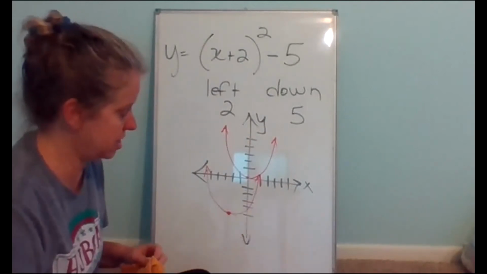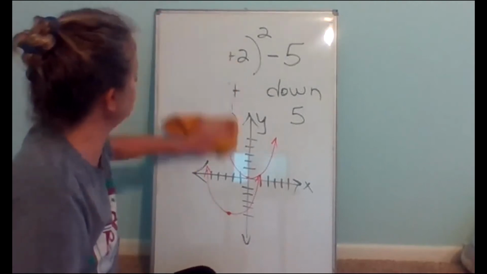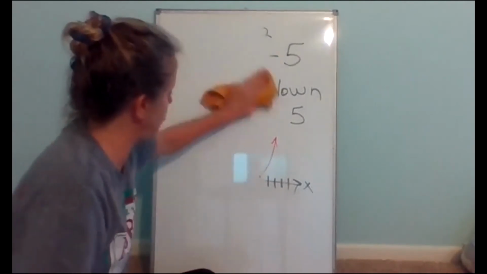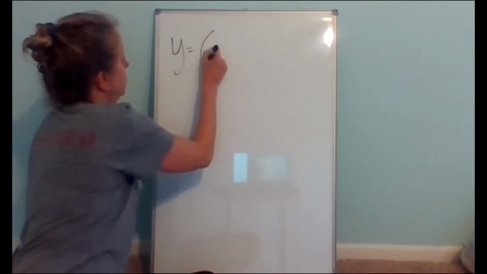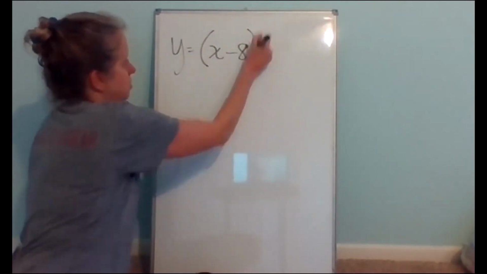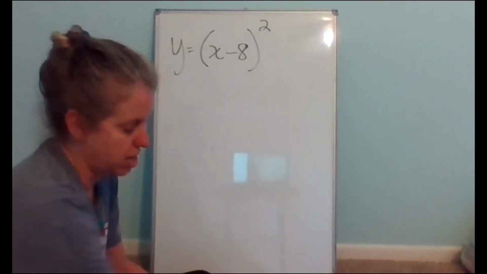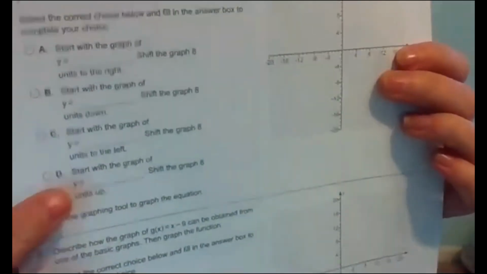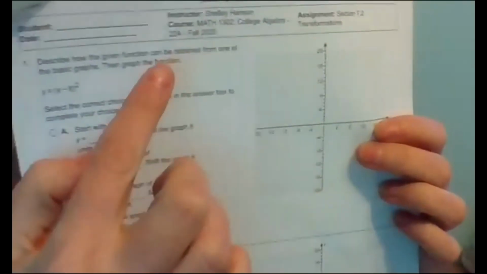Okay, so let's look at some of these for 7.2, like number 1. And after I do number 1, I'm going to show you how you would do that, because these are different when we're doing them in MATLAB than what we're used to. Okay, y equals (x minus 8) squared. So it's going to give you these choices. The thing that's different between these choices is where it's being shifted. Where is it moving?